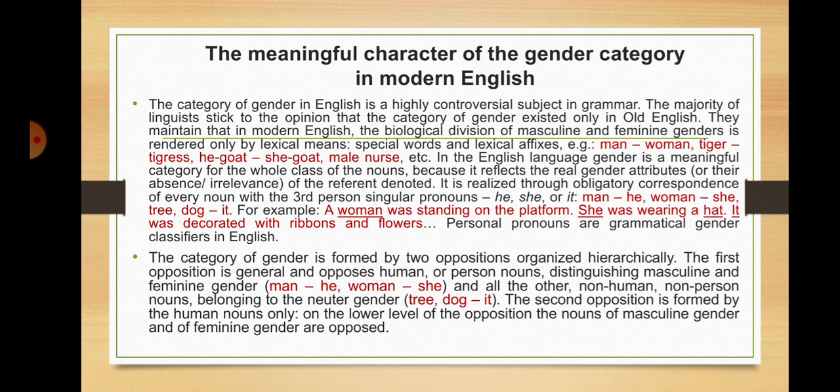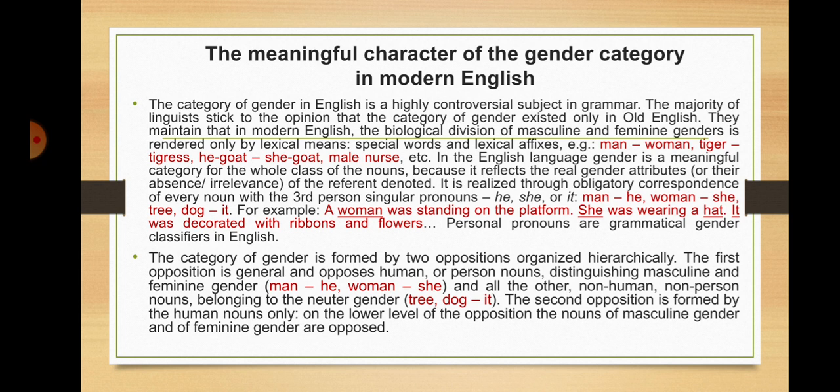In the English language, gender is a meaningful category for the whole class of nouns because it reflects the real gender attributes of the referent denoted. It is realized through obligatory correspondence of every noun with the third-person singular pronouns he, she, or it. Man, he; woman, she; tree, dog, it. A woman was standing on the platform. She was wearing a hat. It was decorated with ribbons and flowers. Personal pronouns are grammatical gender classifiers in English.